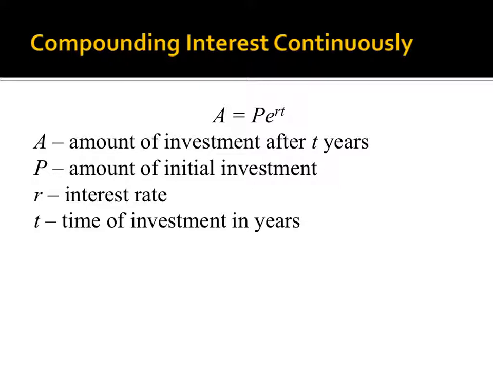Excuse me. P is the amount of the initial investment. R is still the interest rate, and T is the time. Now we don't have to worry about N. And we do introduce this E. And this E, if you remember, I've explained this before, but in case you forgot, E is a number. And the number is approximately 2.7182818, and it keeps going forever.